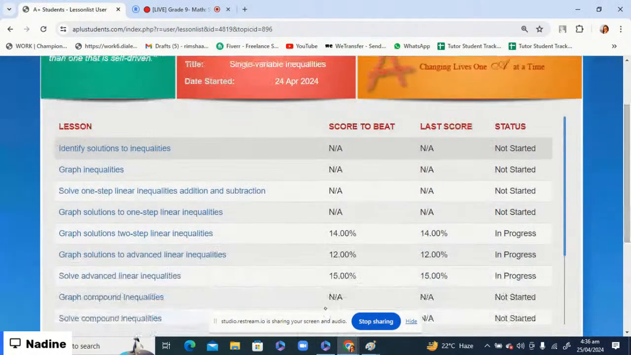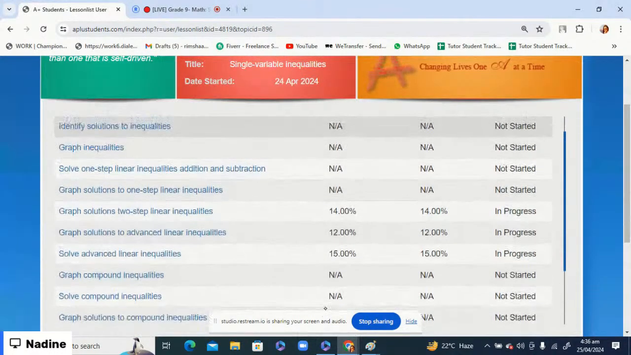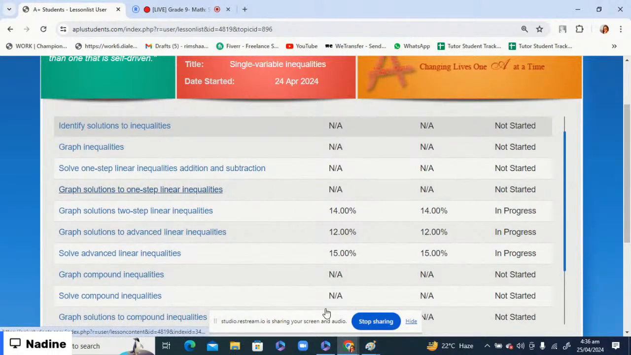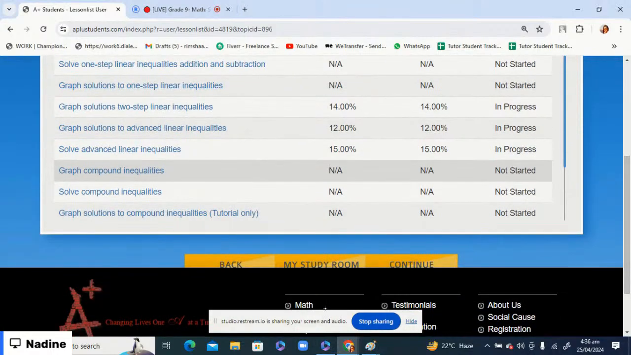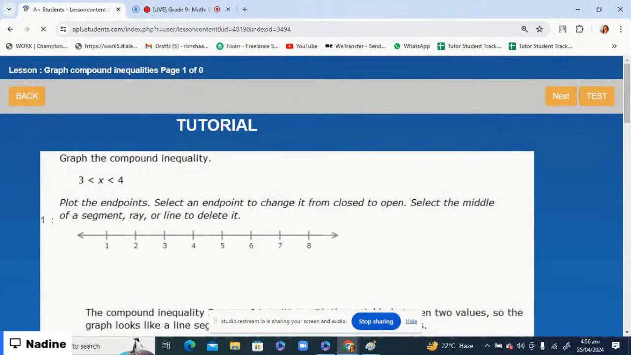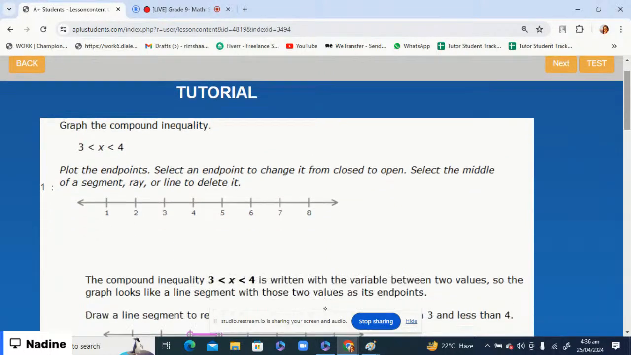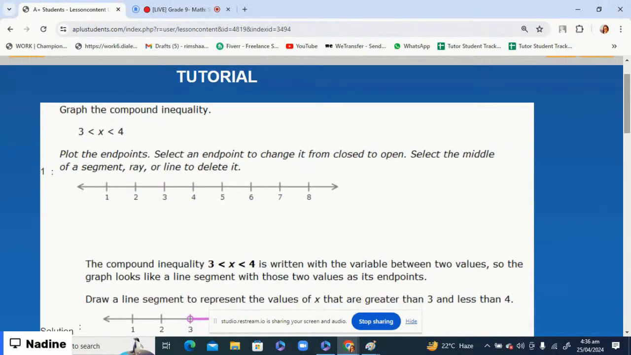So how many lessons did we discuss today? First we discussed the graph solution to two-step linear inequalities, graph solution to advanced linear inequalities, then solve advanced linear inequalities. Now let's move to graphing compound inequalities. What is the meaning of compound inequalities? First we just discuss that thing. Let me tell you that thing.